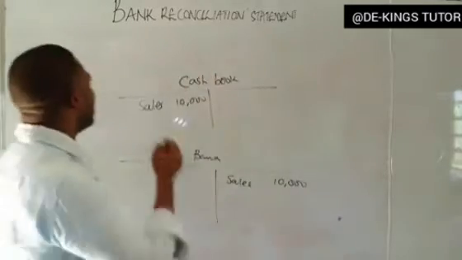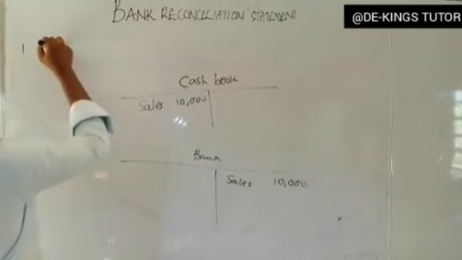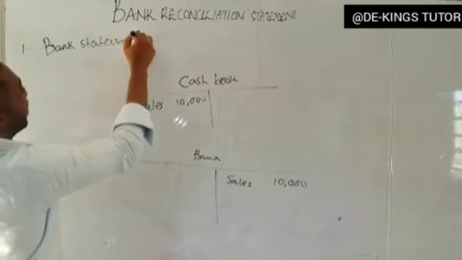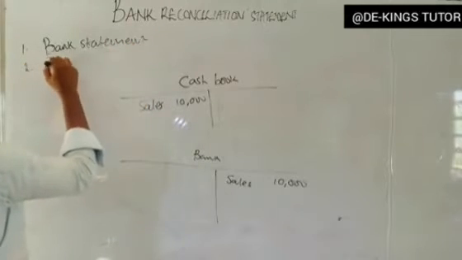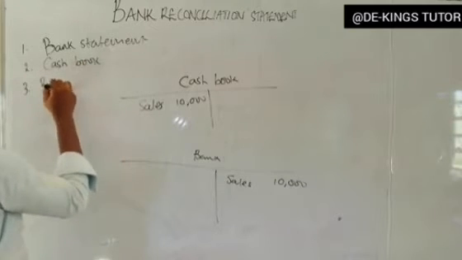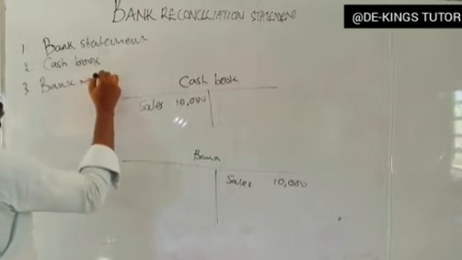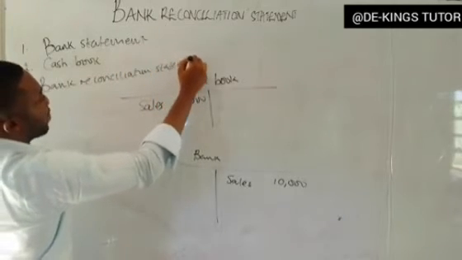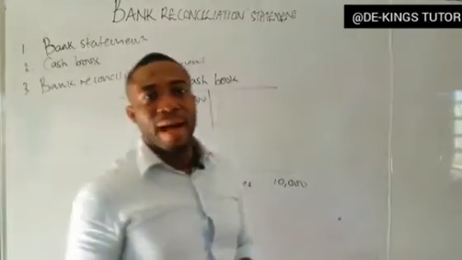The first one is what we know as the bank statement. The second one is the cash book, and the third is the bank reconciliation statement. Okay, now what's the bank statement?